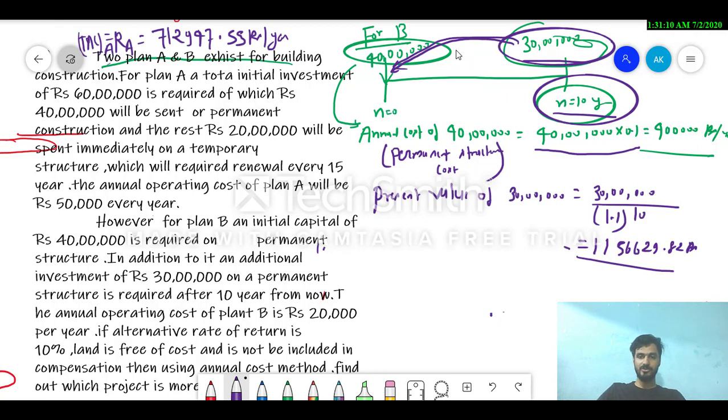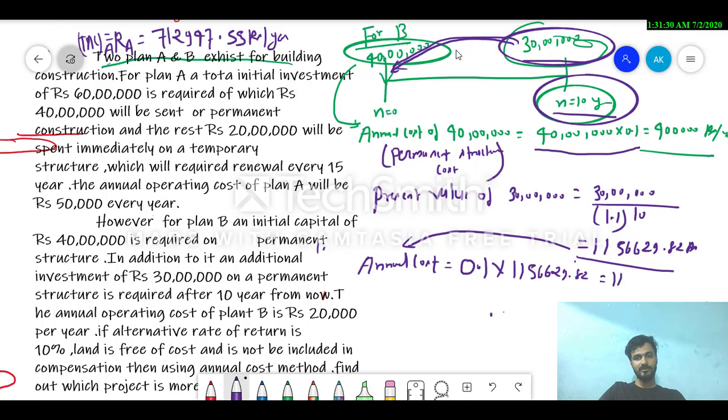Now you have to convert this amount into annual cost, as this is also a cost of the permanent structure. So again you multiply it with the rate: 1156629.82 multiplied by 0.1, that equals 115662.982 rupees per year.